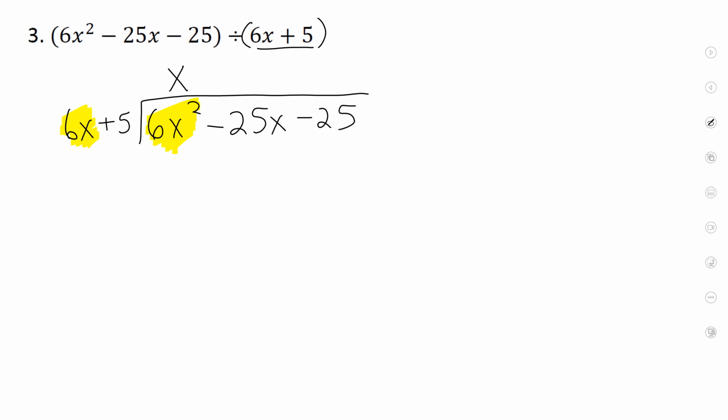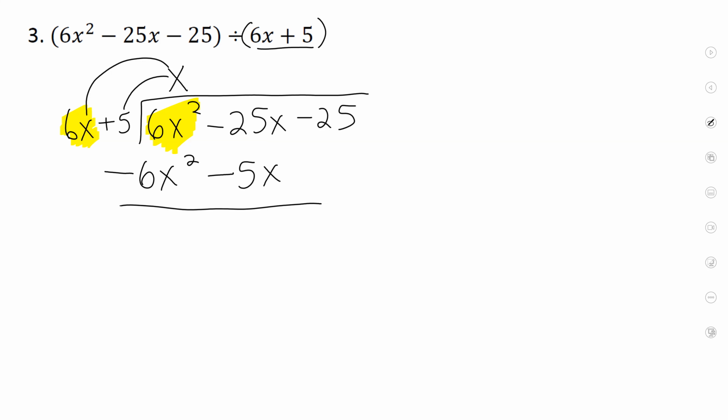And then we multiply. 6x times x is 6x squared. What do we do? Change the sign. Or yes, go ahead and multiply by 5 too. Doesn't matter what order you do. Multiply them and then always change the sign. So 5 times x is 5x, and we change the sign. All right, 6 minus 6 is just 0, so that's gone. -25 minus 25 is -30. And then just bring the x.